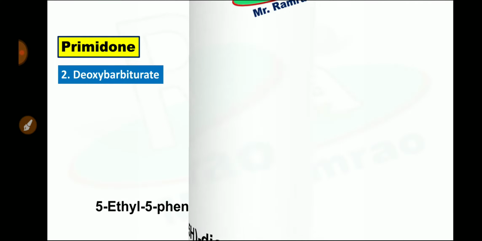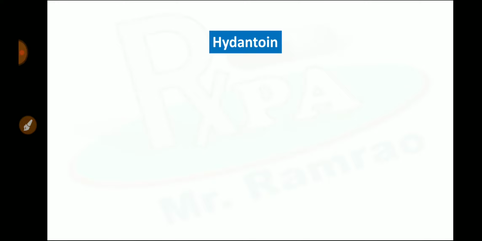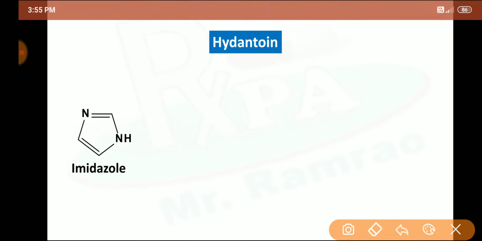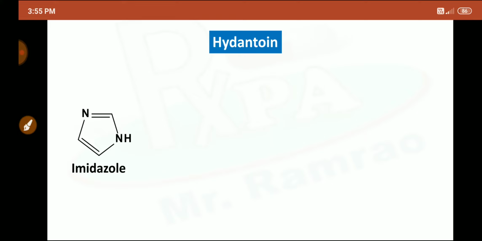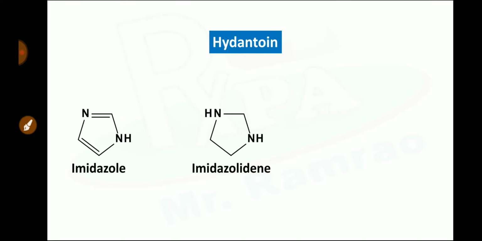Now we'll see the next class of molecule, that is hydantoin derivatives. First we'll see what is hydantoin. You know the structure of imidazole. This is the structure of imidazole, which is a 5-membered ring with 2 nitrogens at the 1 and 3rd position, known as imidazole, which has 2 double bonds. You can see 2 double bonds are there. If you remove or reduce those 2 double bonds, then it forms the imidazolidine. You must know the difference between imidazole and imidazolidine.